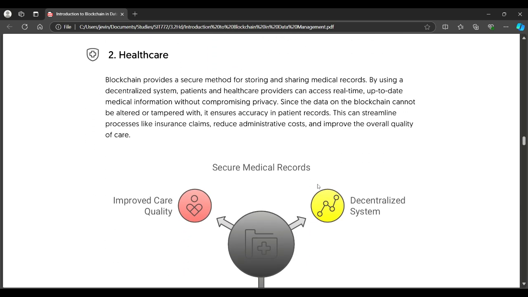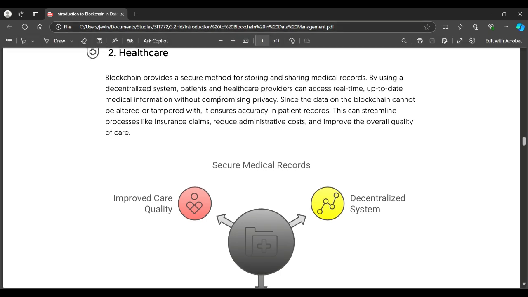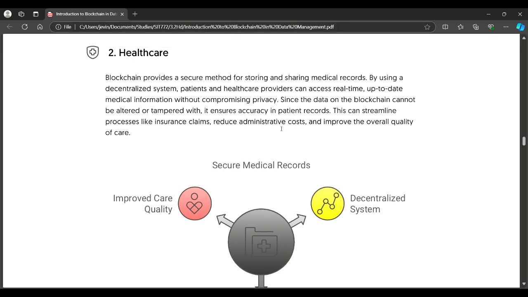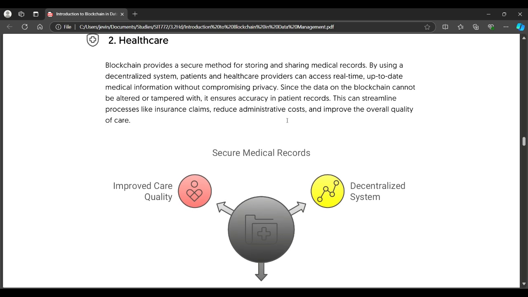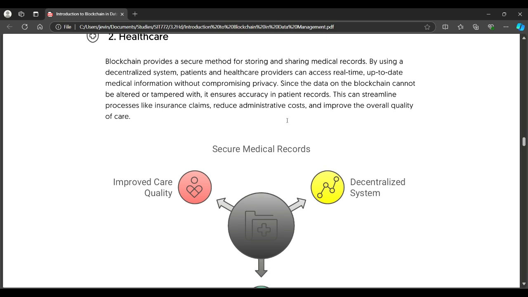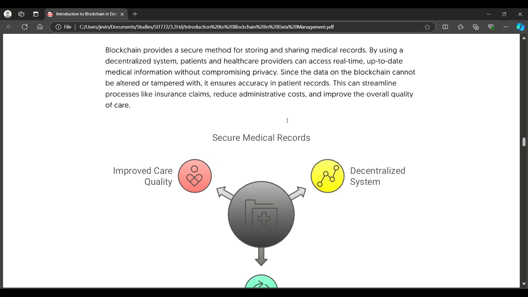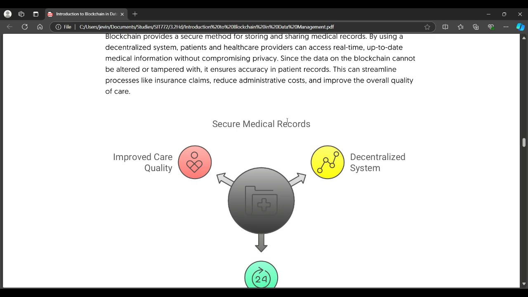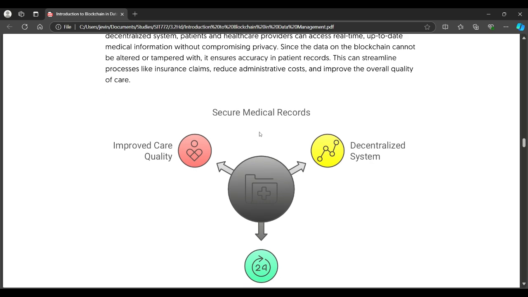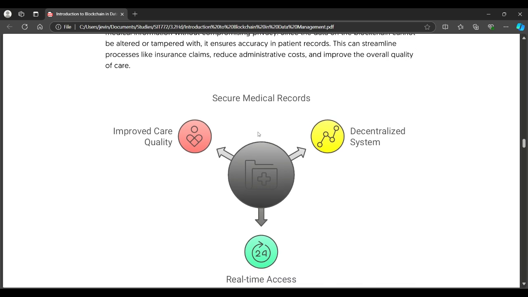In healthcare, they are also using it. Blockchain can be used for storing and sharing medical records, and these can be accessed in real time without compromising privacy. We cannot alter or tamper with the data, and we can ensure every patient's record can be streamlined in processes like insurance claims.